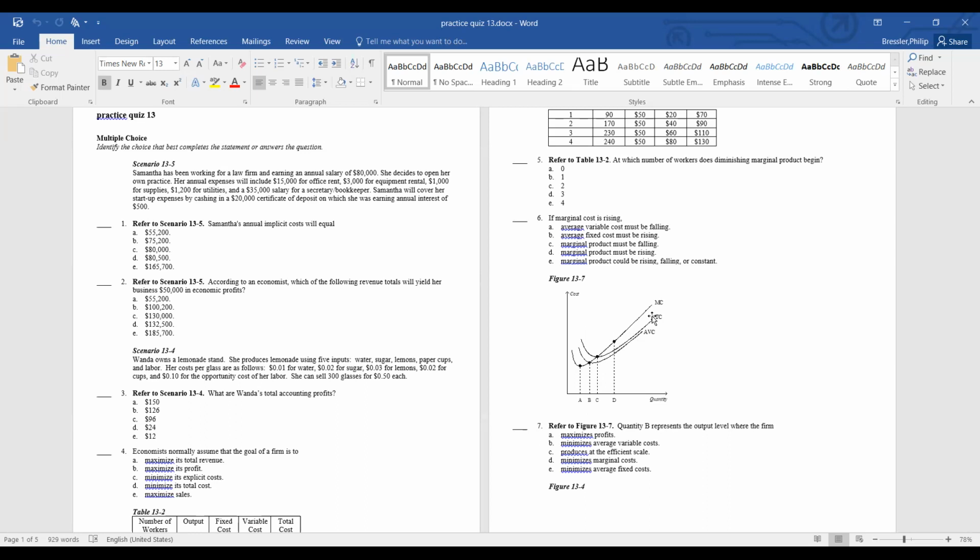Now, why is the ATC U-shaped? Well, one of the reasons is the ATC is made up of AVC and AFC, so average fixed cost and average variable cost. Average fixed cost is always getting lower as you add quantity, so it starts pulling the ATC down. But as you increase quantity, variable cost usually goes up, and that pulls the ATC up. That's how you get it first coming down, then going up into that U shape.